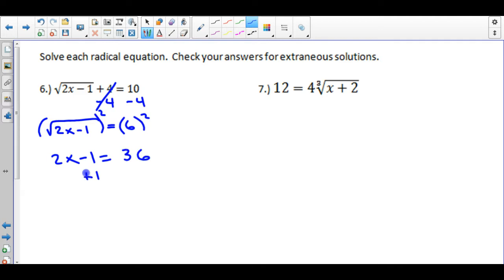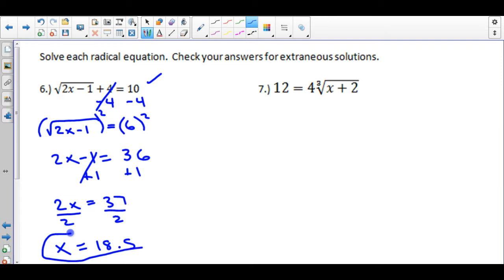So then you would add 1 to both sides and get 2x equals 37. And then the last step would be just to divide both sides by 2. So x would come out to 18.5. And what you would want to do again is check this answer by taking 18.5 and substituting it back in for x. So if I do that, 18.5 times 2 would give me 37 here. 37 minus 1 is 36 on the inside of the square root. The square root of 36 is 6. And then lastly, 6 plus the 4 would give me 10. So that answer does work out, which means 18.5 is my answer.